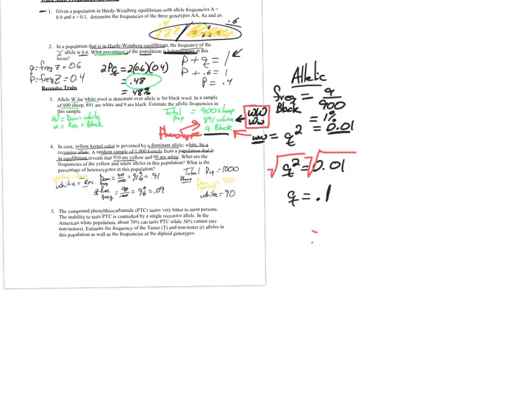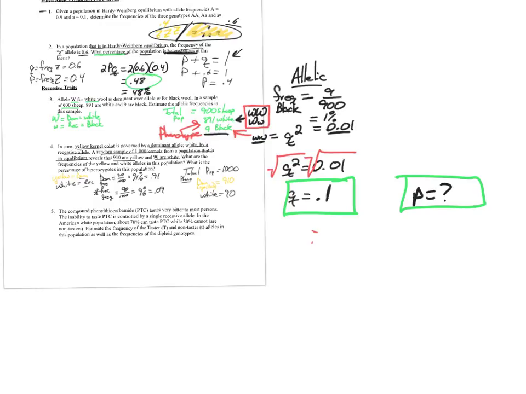So 0.1 is Q. We got Q, that's great, but we still don't have P. So we only have half the allelic frequency. This is one half of the answer right here. How do we find the other half, which is P? That's right. Or let's start from the beginning.